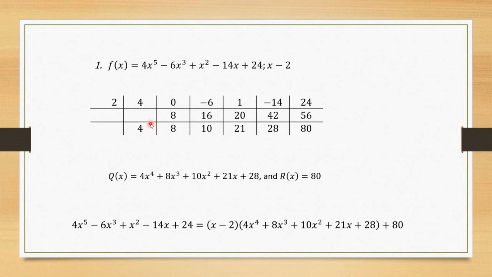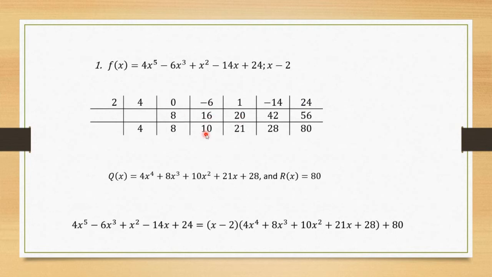Then you're going to keep on multiplying and adding. 2 times 4, that's 8. 8 goes here. 0 plus 8 is 8. Now we repeat the process. 2 times 8, that's 16. And minus 6 plus 16, that's 10. We get 10 here. 2 times 10, that's 20. 20 goes here.